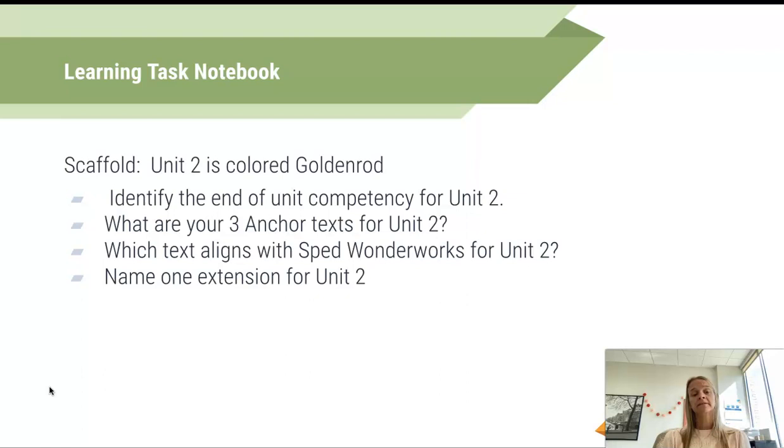And then also the final thing is to name one extension for Unit 2, and that's going to be going to the very last page of your scope and sequence where we had the scaffolding in action, skill building, or extension. Name that one extension, just one for Unit 2.